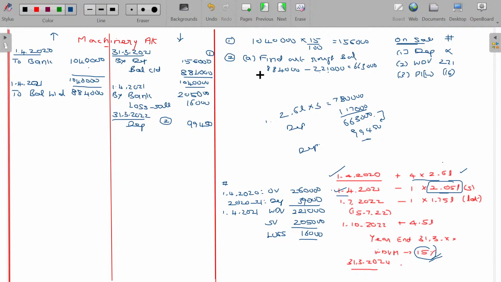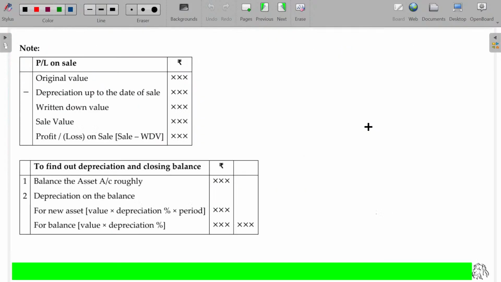In this balance, you find out whether it is new or existing. Do we have any new asset purchased in this year? No. From this, it is very clear that all the 6,63,000 is meant for the existing asset only. Now you can calculate the depreciation on this at the rate of 15%, which is 99,450. You get this value directly. For all the years, you can use this format. I have already given the format here.